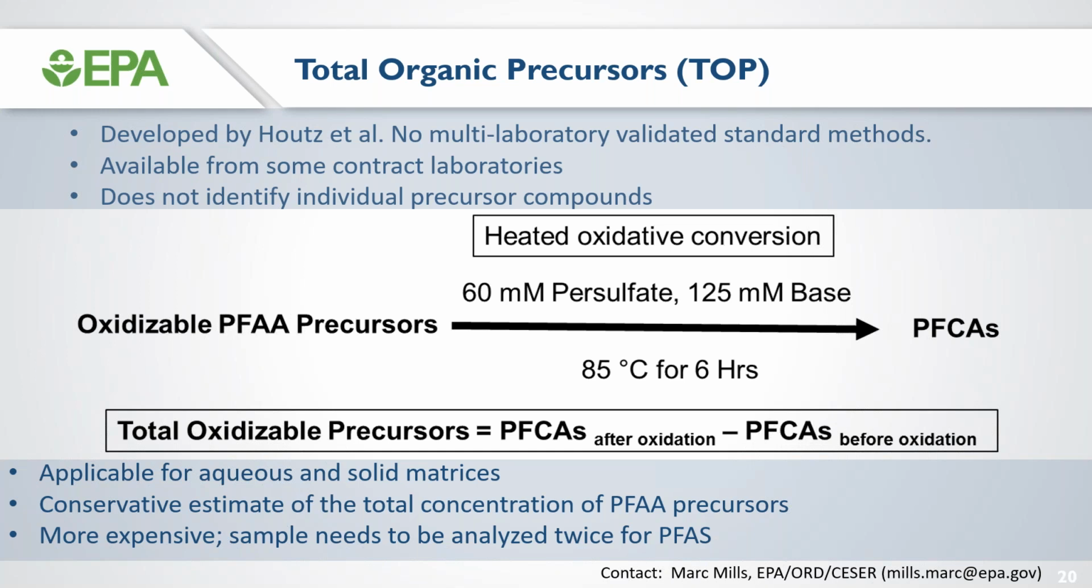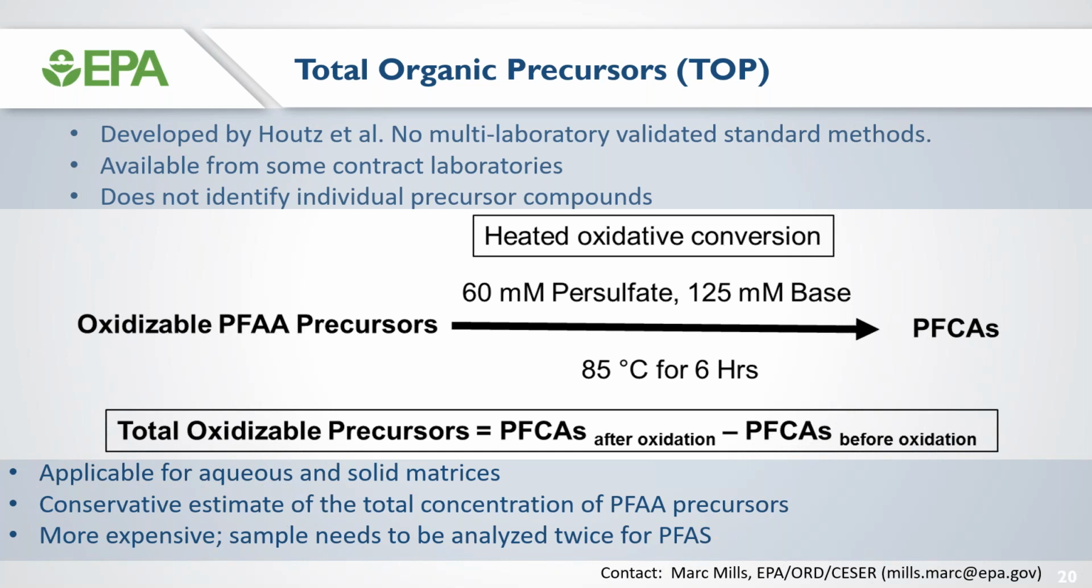Essentially, it is a little bit more expensive, well, double the price in some cases, because you have to analyze the same sample twice. You have to analyze it prior to oxidation, then you oxidize the sample in a pretty aggressive environment, and then you do a second measurement on what comes out of that oxidation process. You can use it for aqueous and solid matrices, and it gives you an estimate of the total concentration of PFAS precursors. And again, it's more expensive. It needs to be analyzed twice.